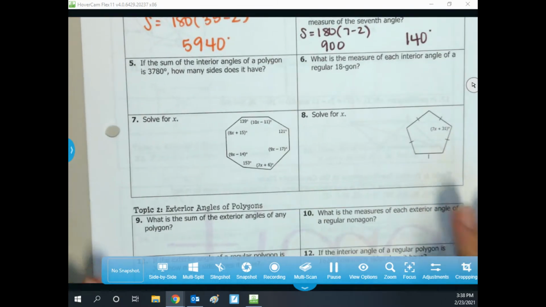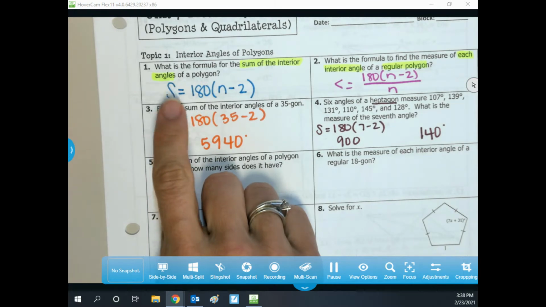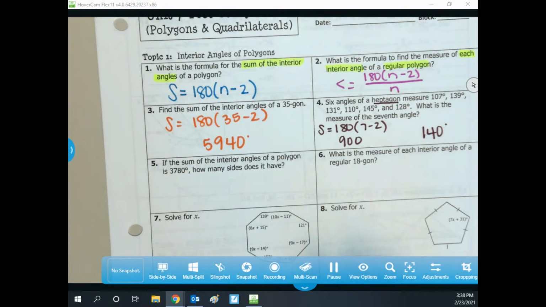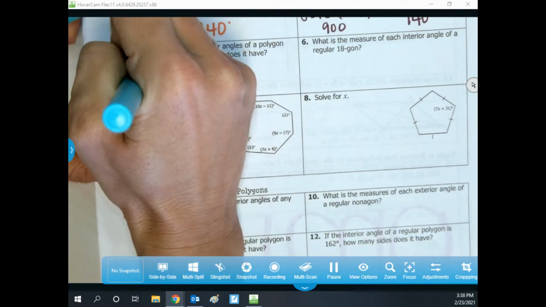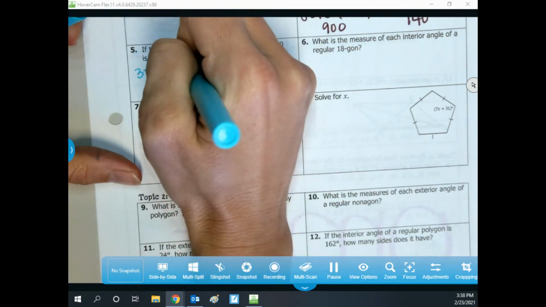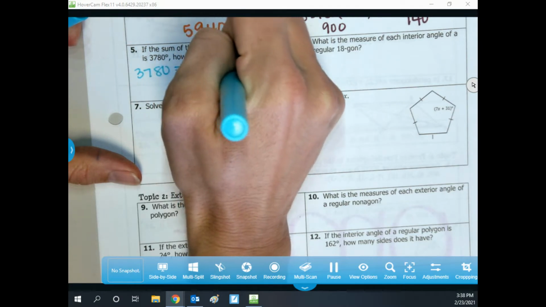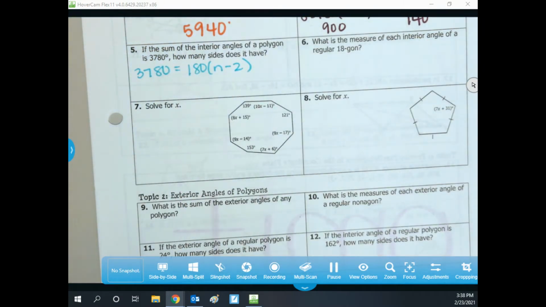All right, looking at number 5, if the sum of the interior angles of the polygon is 3780, how many sides does it have? So this is when they give you the S value and you have to figure out what n is. So the sum of the angles is 3780, and that equals 180 times n minus 2. Figure out how many sides that has now.